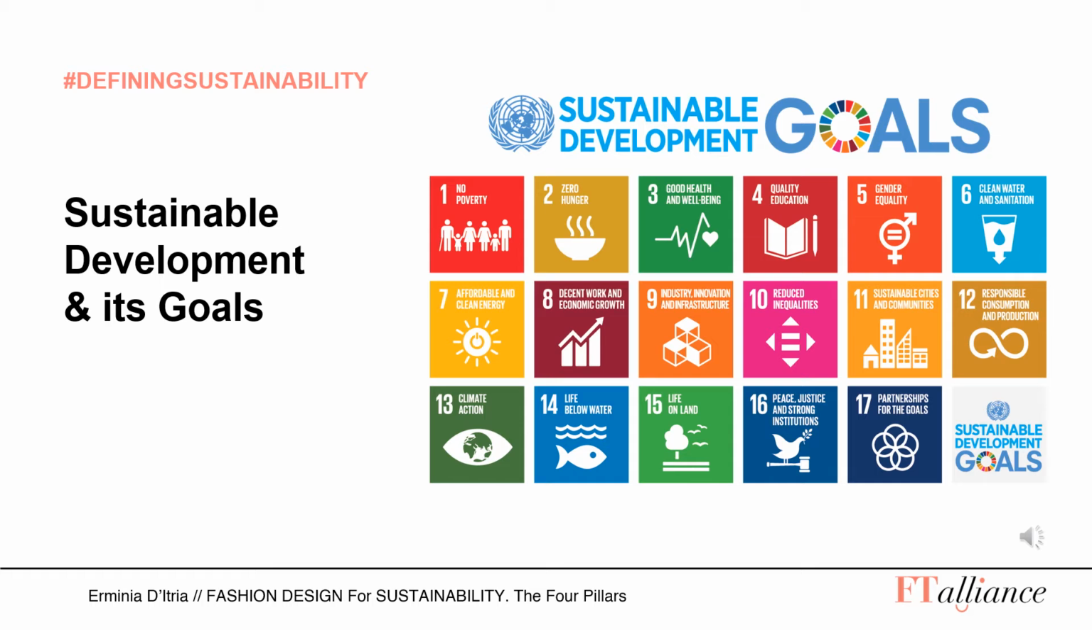They were adopted by the United Nations in 2015 as a universal call to action to end poverty, protect the planet, and ensure that by 2030 all people enjoy peace and prosperity. The 17 SDGs are integrated. This means that they recognize that action in one area will affect outcomes in others, and that development must balance social, economic, and environmental sustainability.